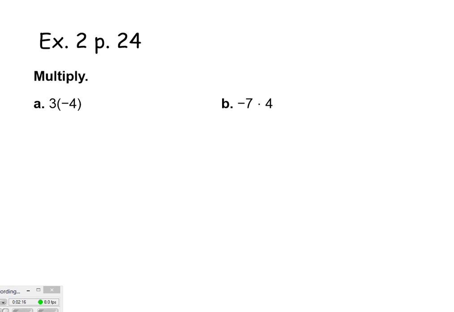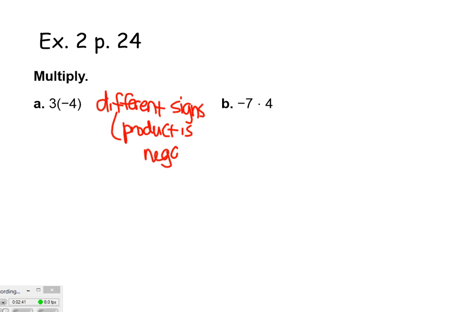Okay, let's continue on to example 2. Please write this down with me. This is also on page 24. You have A and B. Let's look at A first. You have positive 3 times negative 4. In this case, you have a positive times a negative, so they have different signs. And when they have different signs, our product will be negative. So 3 times negative 4, 3 times 4 is 12, and since they have different signs, our product is negative 12.